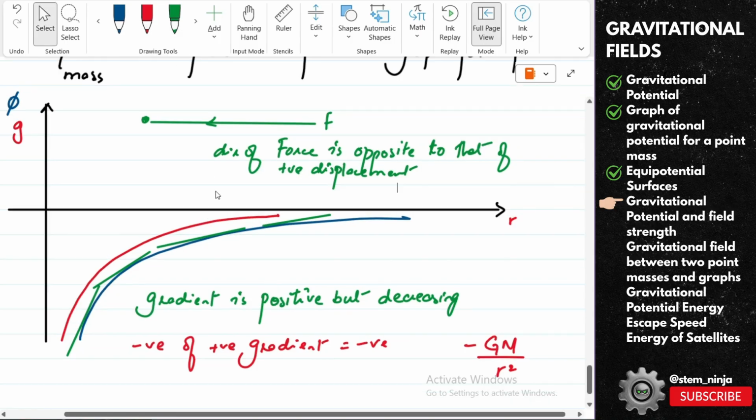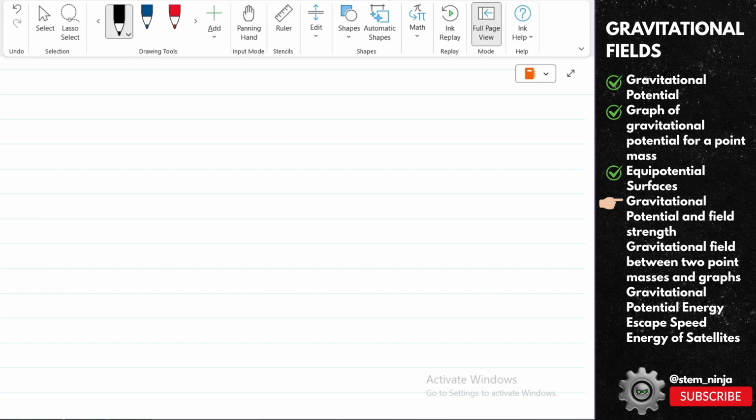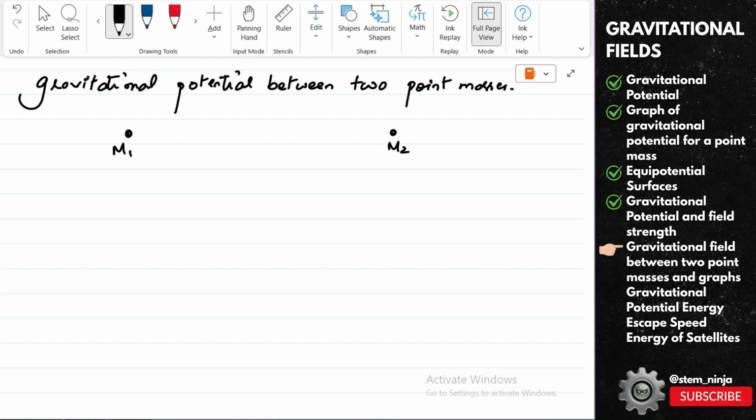Okay. Now, let's see what happens when you have point masses. Now we will make two different graphs for that, and we will describe the formulae for that also. So, gravitational potential between two point masses. When you have two point masses, let's say this is m1, this is m2, the potential between them is the sum of potential, the potential due to m1 plus m2, the net potential basically.